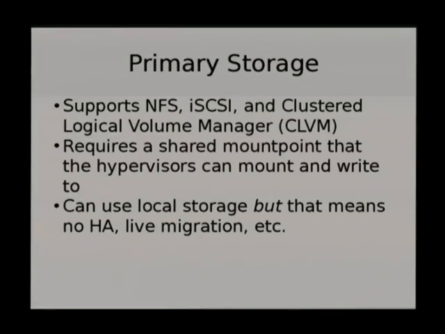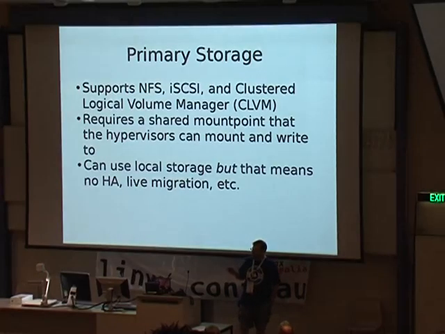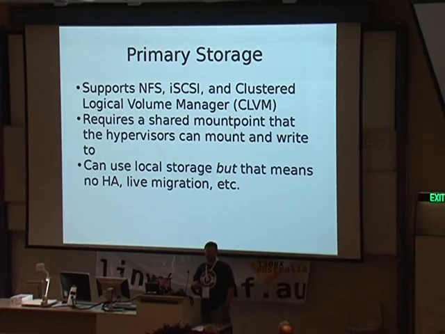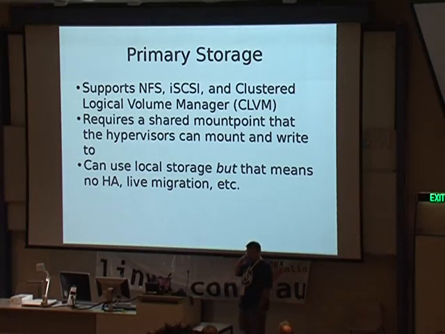Primary storage supports NFS, iSCSI, CLVM, and requires a shared mount point for all of the hypervisors to talk to, and can use local storage. Primary storage can use local, but then there's no high availability, there's no migration. For some users that need really, really high performance in certain workloads, this is great. I don't recommend it for most workloads, because if a host falls over, there goes your VMs.